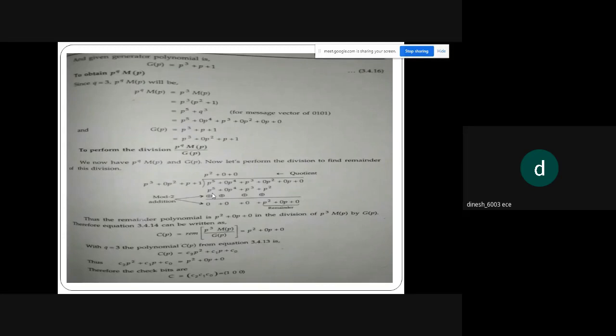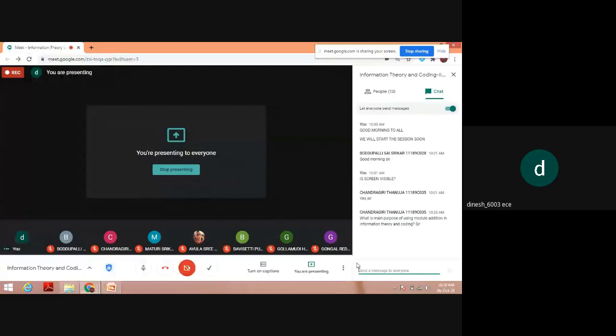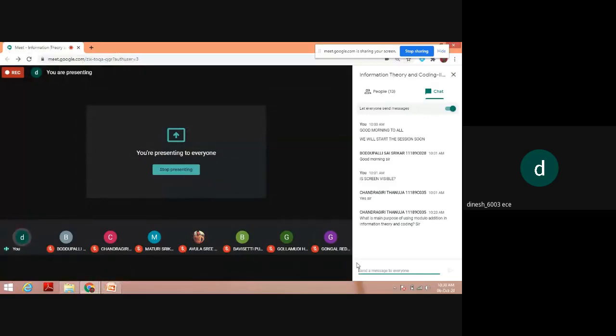So the main purpose of using the modulo 2 addition is that if I have x as some sequence of bits and y with the same sequence of bits, if you do modulo 2 addition and it results in 1, it resembles that there is an error. And if you get only zeros, it resembles that there are no errors. So now can you tell me in what way this modulo 2 addition is used in information theory?